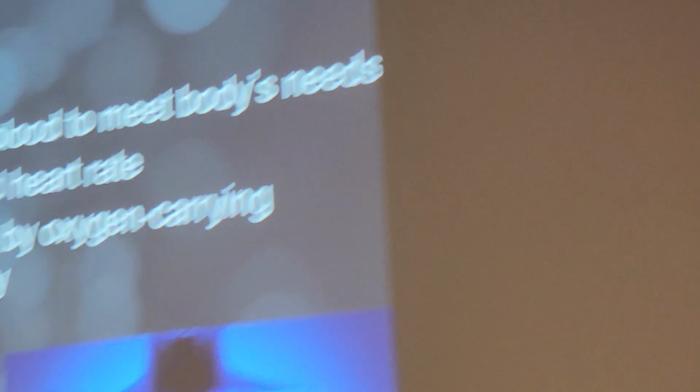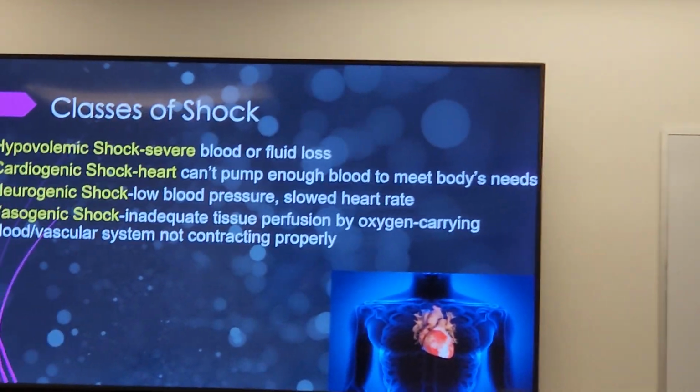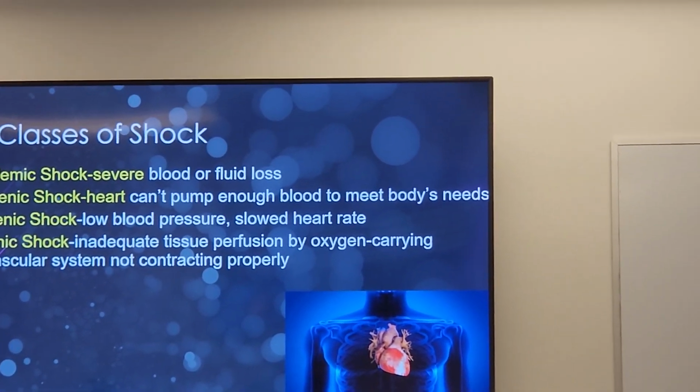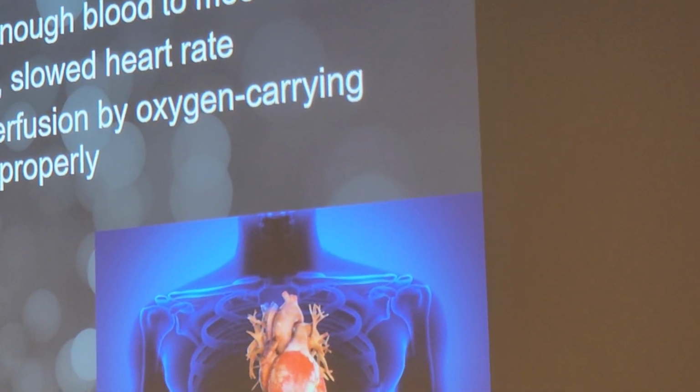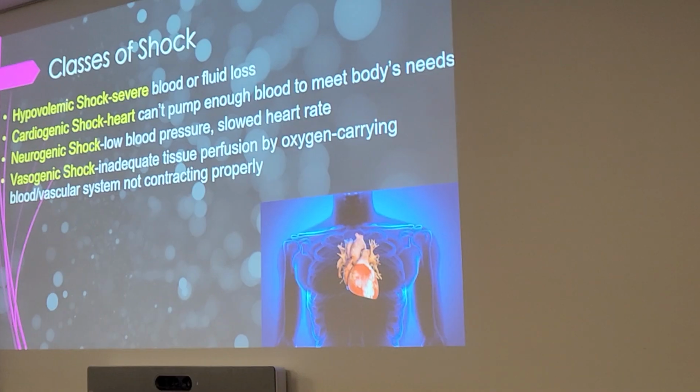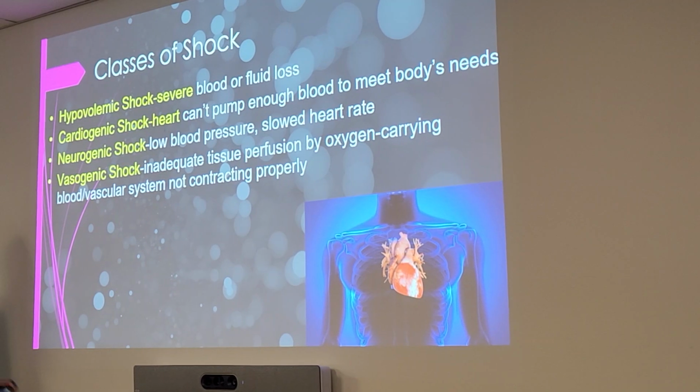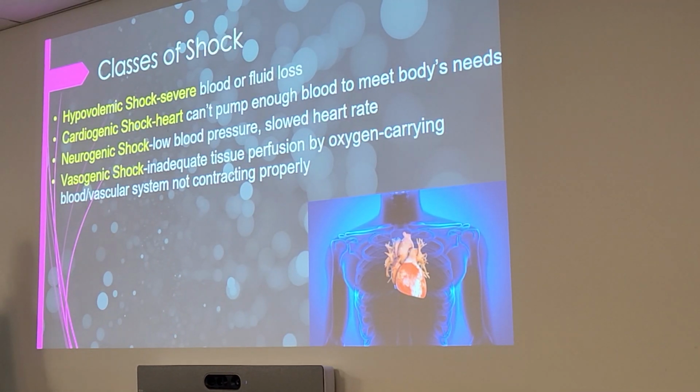All right, here's the different types of shock. This is the same PowerPoint I believe y'all had with dysphonia. 4 types there: hypovolemic, cardiogenic, neurogenic, and vasogenic. Please know the difference between those 4. Hypovolemic is blood or fluid loss. How can you remember that? Hypovolemic, volume is like a volume of blood. You're losing the volume of blood. Blood or fluid loss. The volume's going down.